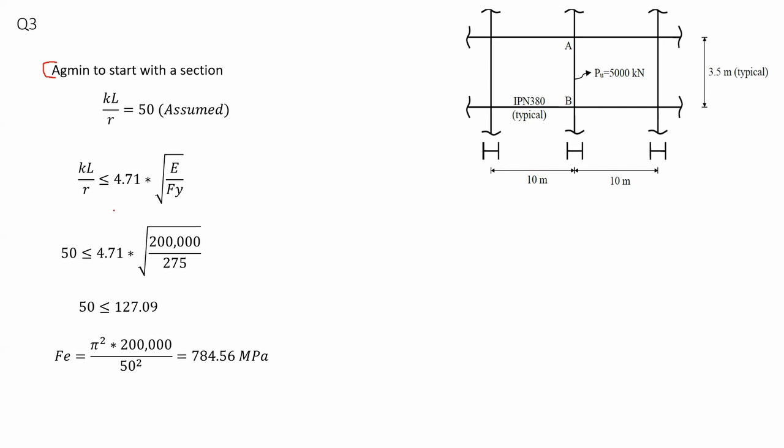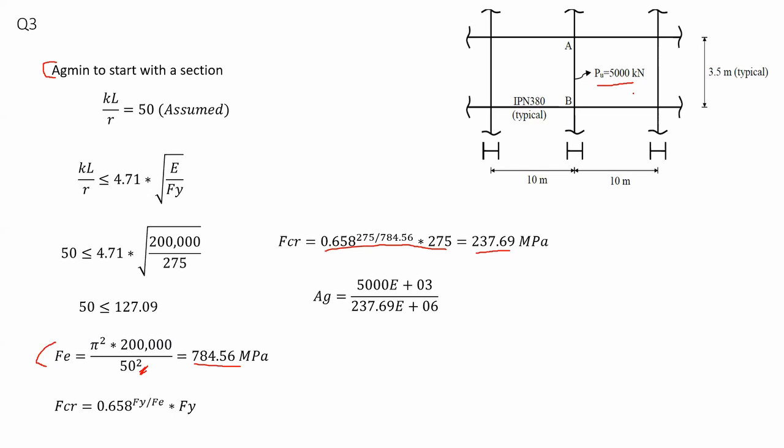Therefore, you can calculate Fcr equal to 0.658 to the power of Fy over Fe times Fy. Before that, I'm going to calculate Fe. I substitute my assumed value of KL over r, and I will get Fe equal to 784 megapascal. Now I can go to Fcr. I have everything I need. So Fcr would be equal to 237.7 megapascal.